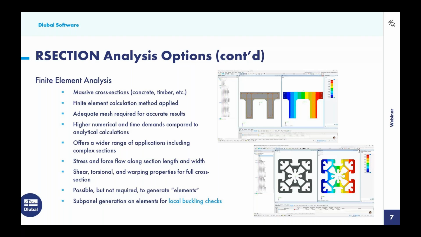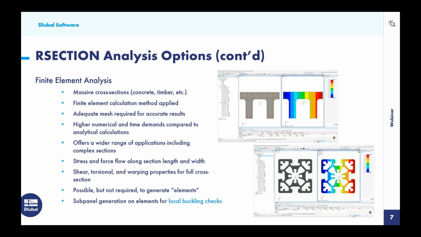But our section will do all of this automatically for each cross section, so we don't necessarily need to manually mesh any of the sections. Now, this does require a higher numerical and time demand when we compare it to the thin-walled analysis with analytical calculations. But I think you'll see today that it's really negligible when we're talking about just a simple cross-section calculation.